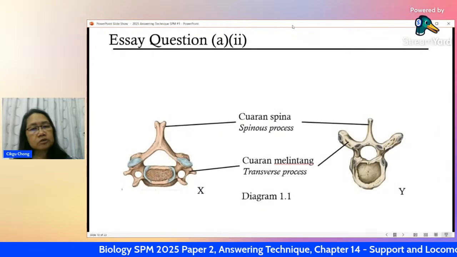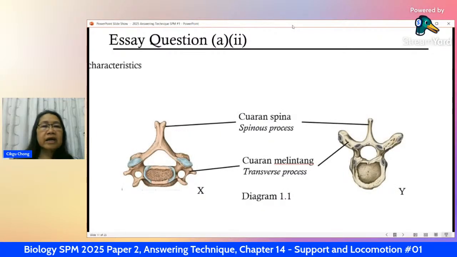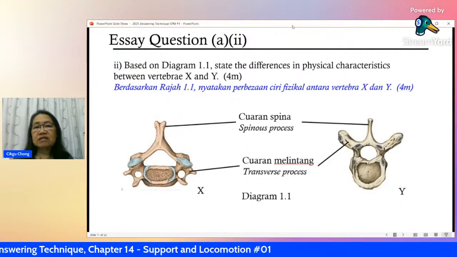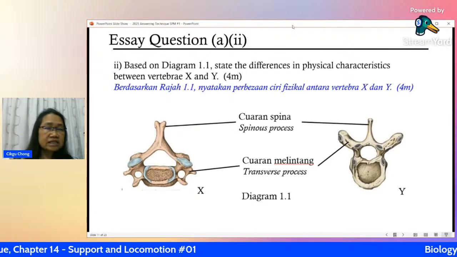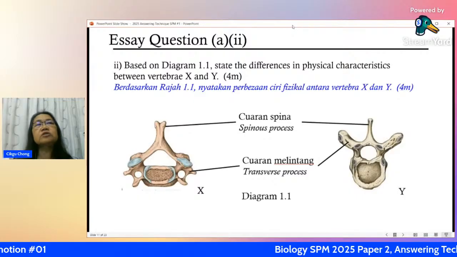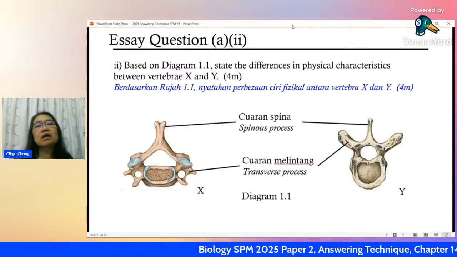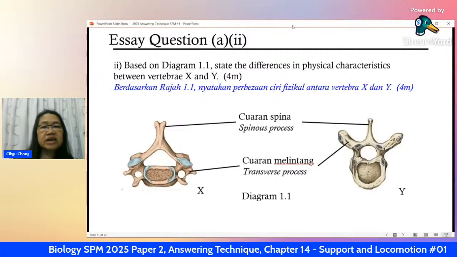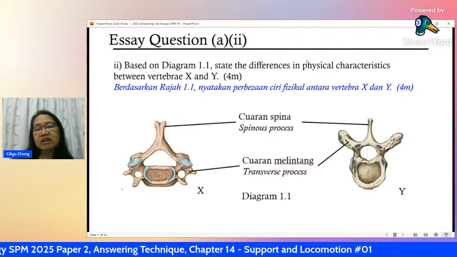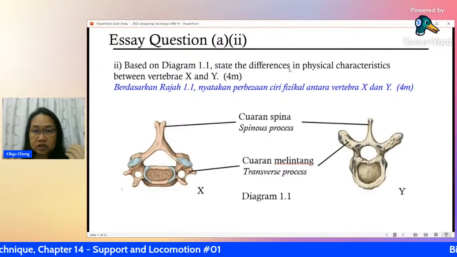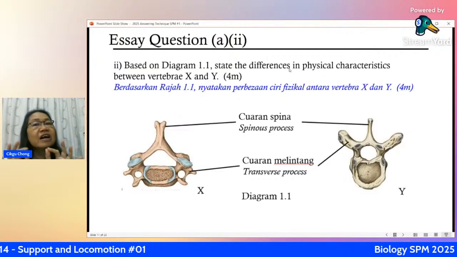Right, so we come back to this question where they ask you now to state the differences. Differences only, so when they're not asking you to compare and contrast, look carefully. If they want differences, that means you have to talk about what is different. No need to say what is the same. In physical characteristics, so when you talk about physical characteristics, that means something referring to the structure. Don't talk about the function.